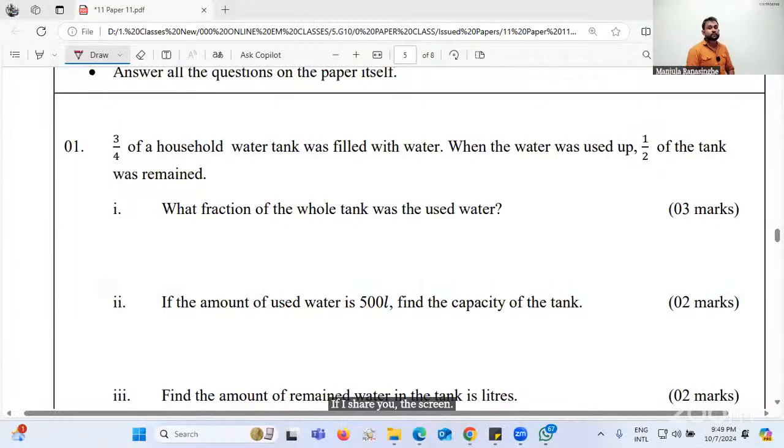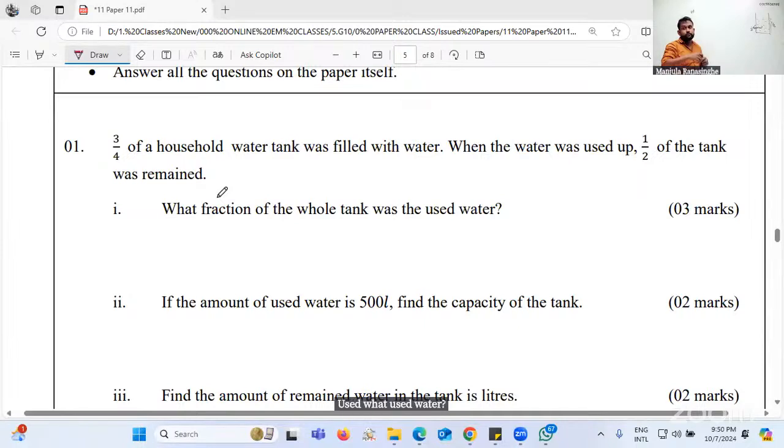See, 3/4 of a household water tank was filled with water. So this is the water tank. We have 3/4 of it when I divide it into 4 parts. 3/4 is filled with water. Then when the water was used up, 1/2 of the tank was remaining. Then 1/2 remains after the water is used. That is my sketch. What fraction of the whole tank was the used water?